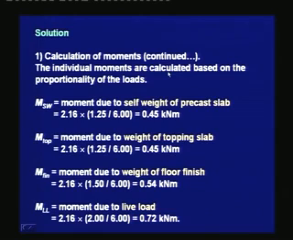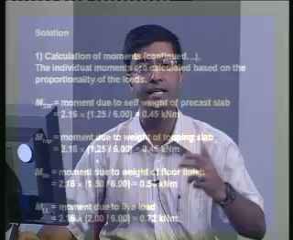The individual moments are calculated based on the proportionality of the loads. We can calculate MSW, which is the moment due to self-weight of the precast slab, which comes out to be 0.45 kilonewton meters. M top, the moment due to the weight of the topping slab, comes out again 0.45 kilonewton meters. M finish, which is the moment due to the weight of the floor finish, is equal to 0.54 kilonewton meters, and MLL, moment due to live load, is coming out to be 0.72 kilonewton meters. Thus, once we have calculated MT, we can quickly calculate these individual moments by taking the load proportionality.